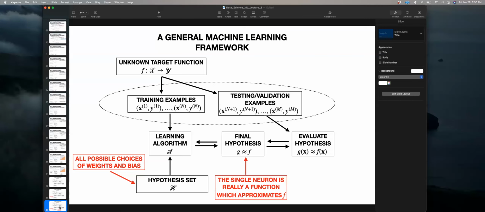Just to reiterate, as function approximation goes, a single neuron is really a function which approximates f. The performance of this neuron depends on how the weights and biases have been set or found. After we've trained our model on the training data, or manually tweaked the weights and biases, we'll have a given weight vector and a given bias, and then we have a way of predicting a label for a feature vector. This would be our final approximation to f once we've tweaked W and B enough.